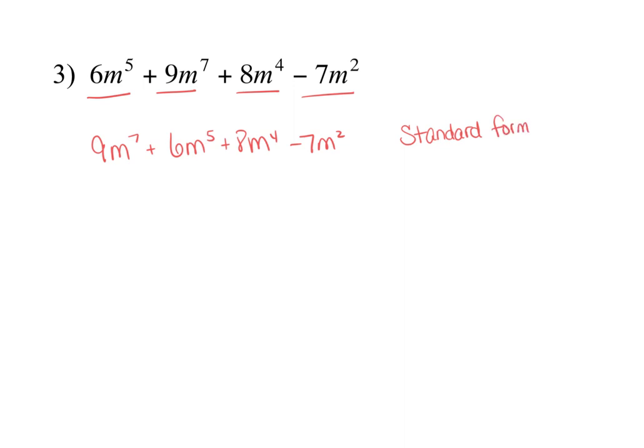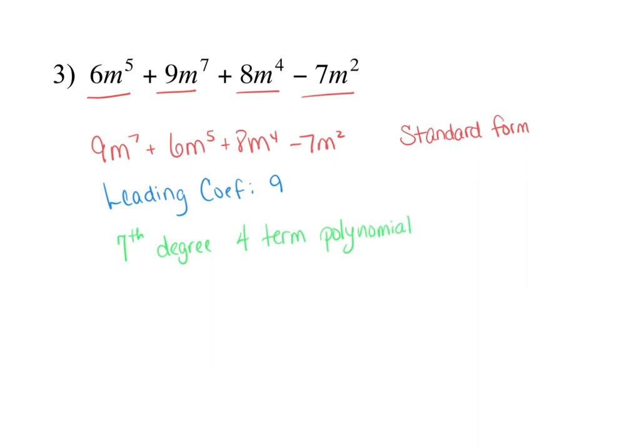The next piece tells me to list the leading coefficient. So my leading coefficient, once it's in standard form, is just my first number, which in this case is 9. The next thing it wants me to do is name this by degree and number of terms. So this is a 7th degree, or degree 7, whichever way you want to write it, 4-term polynomial. So that is that entire question.